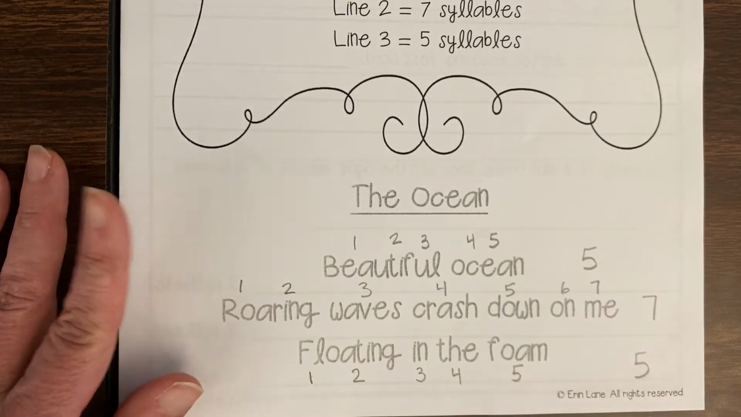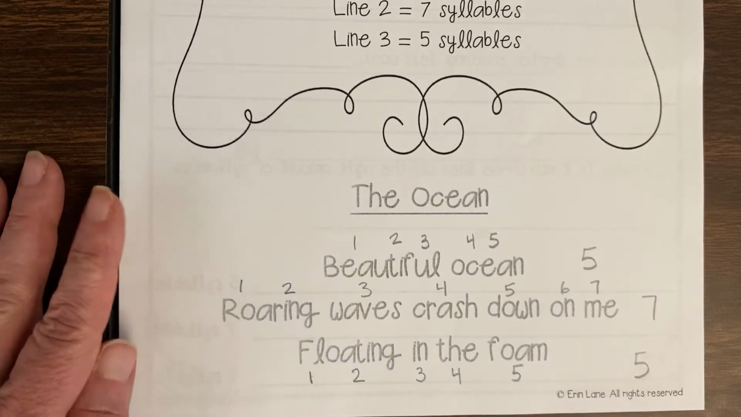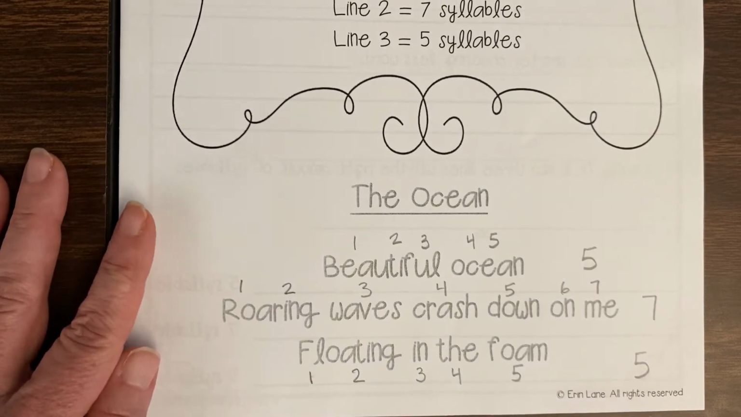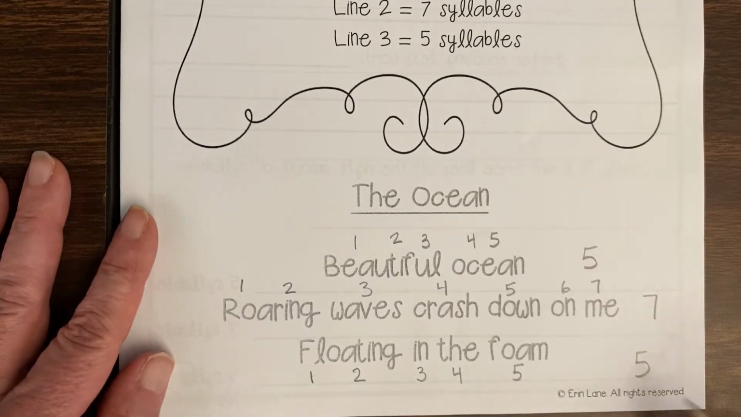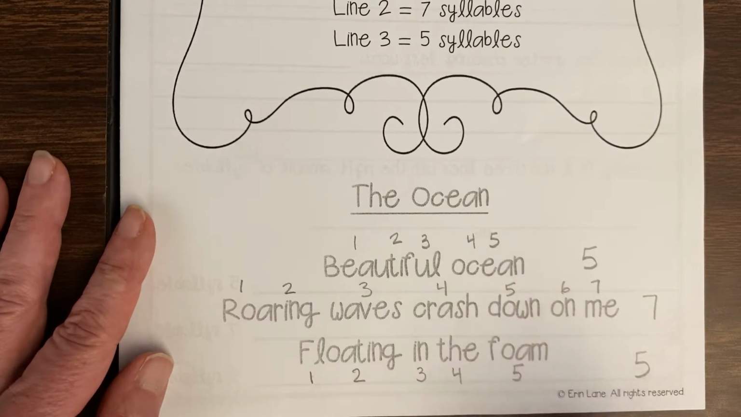So the trickiest part to writing a haiku is finding the right words that have the right number of syllables, but also say what you want to say, right? So the person that wrote this might have started out by thinking, well, I want to say pretty ocean, but then realized, well, I should use the word beautiful because it has more syllables and I need more syllables. And then maybe they wanted to say, big waves crash down on me, but realized, well, I need a longer word, so I'm going to put roaring.